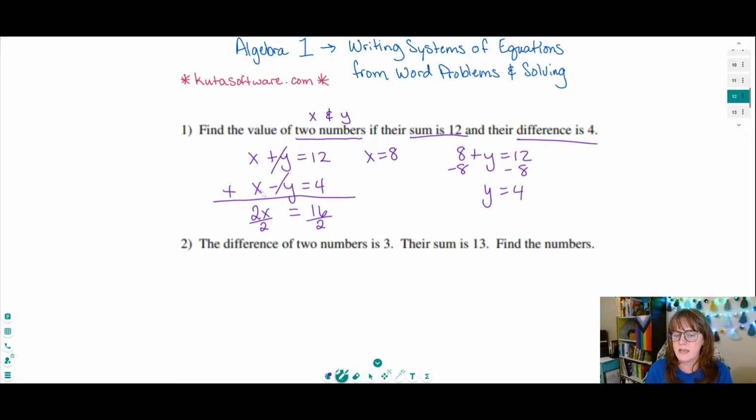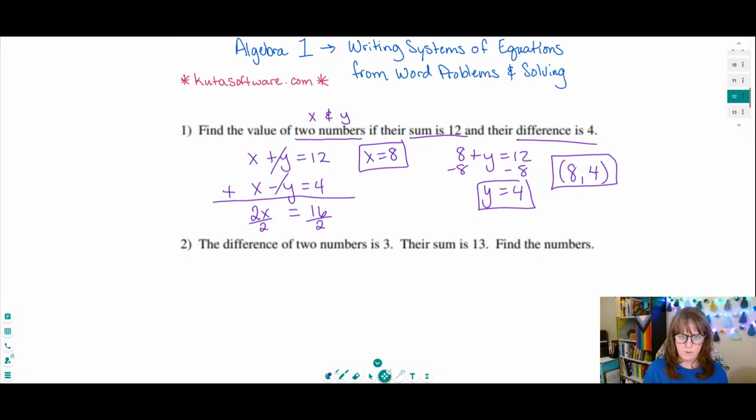And that does work here too, because if x is 8 and y is 4, their difference is 4. So those are 2 solutions. And then, a lot of times, we'll want to write that as a coordinate pair as well. So you can either write X and Y and write what they both equal, or you can write it as a coordinate. All right, let's see what we've got here.